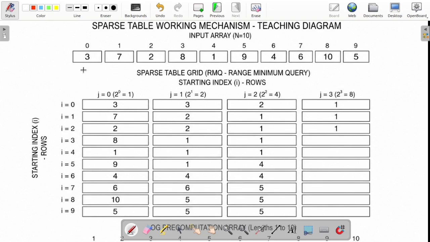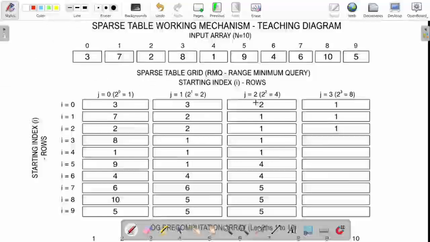Now, you can see here, from i equals 0, a length 2 segment is 0 till 1. So for this segment, the range minimum is 3. From i equals 1, that is from 7, a length 2 segment is 1, comma 2. And for this segment, your minimum is 2. Similarly, from second index, the length 2 segment is 2, comma 3, and its minimum is again 2. And so on for the rest of the elements.